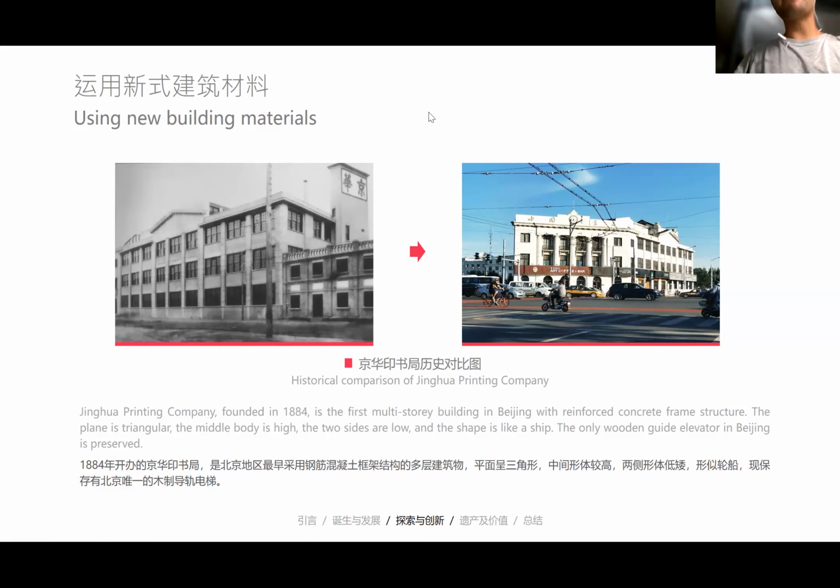And the right one is the image from just several days ago. I took this picture, and it's now transformed into a coffee bar and a new bookshop.